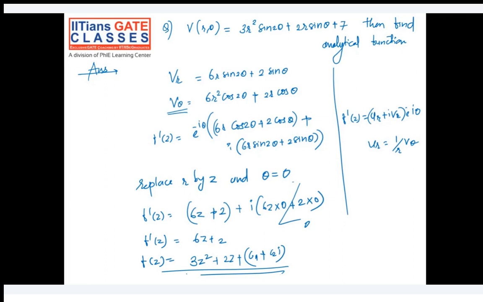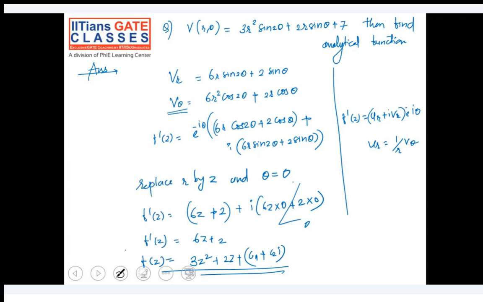Any doubt till this? Yeah. So this is how you will construct the analytical function. This is in terms of z. You can still convert it into r and theta, but you have to replace z with r cos theta plus i sin theta. That you can do, or you can keep it in this format also, depending on the options.